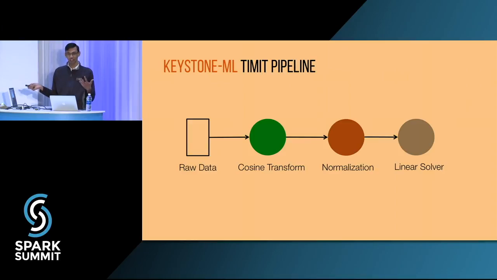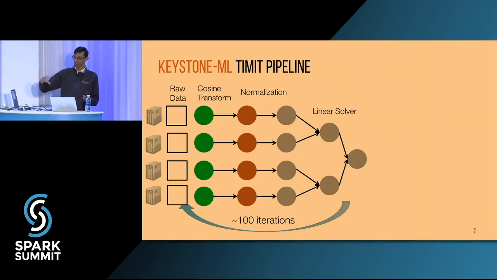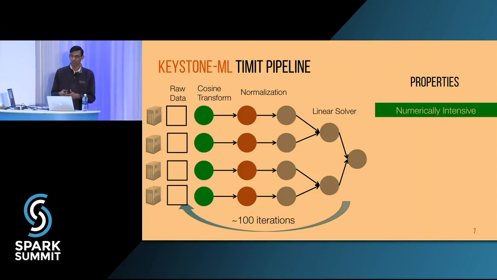Now this is a logical view of how this workload would look. When you actually try to run this on a system like Spark, it ends up looking something like this, where each machine has some subset of the data and is doing some subset of this pipeline. But this pipeline could also have some complex communication patterns within itself. And finally, most of these jobs are iterative. For example, this pipeline might be run for hundreds of iterations for us to get to a more accurate model.